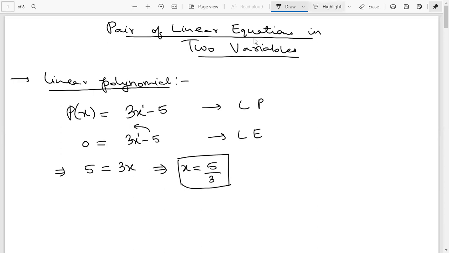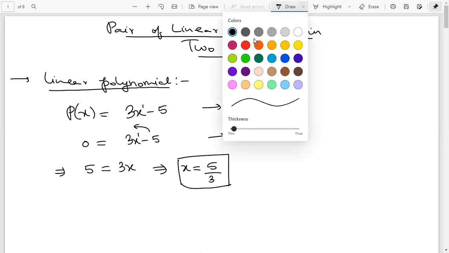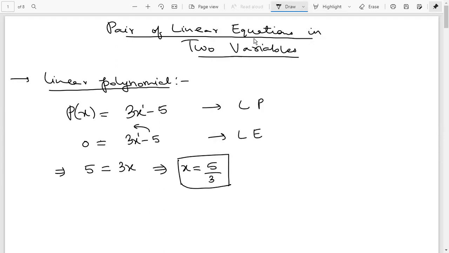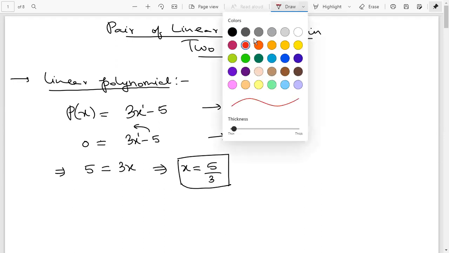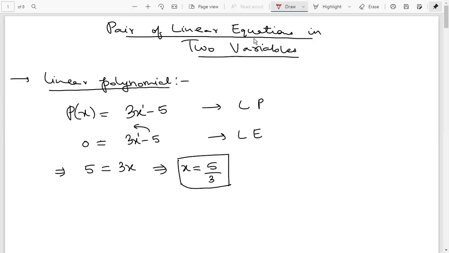Now comes the second thing. This was a linear equation when p(x) is 0. Sir, I have a doubt. Yes. How does 0 equal to 3x minus 5 become a linear equation? We have seen in our previous chapter, no?